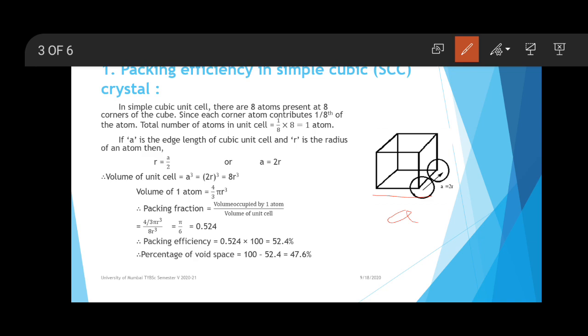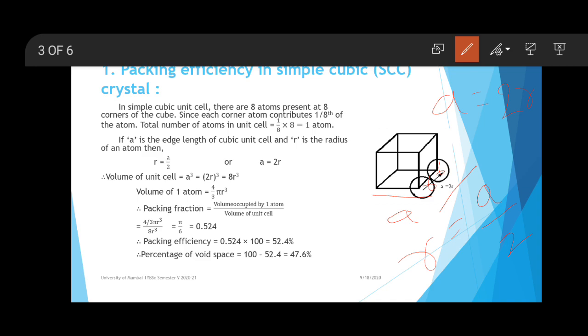Then what is R actually? R is equal to A upon 2, or A is equal to 2R. So what is A? Edge length. That edge length is equal to 2R. So this is 1R, this is another R of these two spheres. When you combine them together you will get 2R, that becomes the edge length.